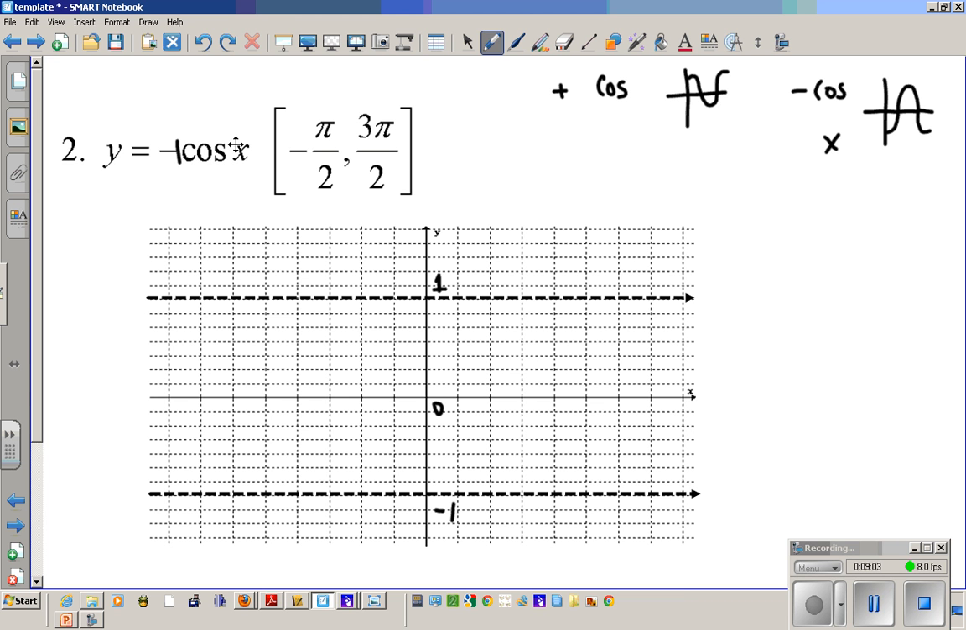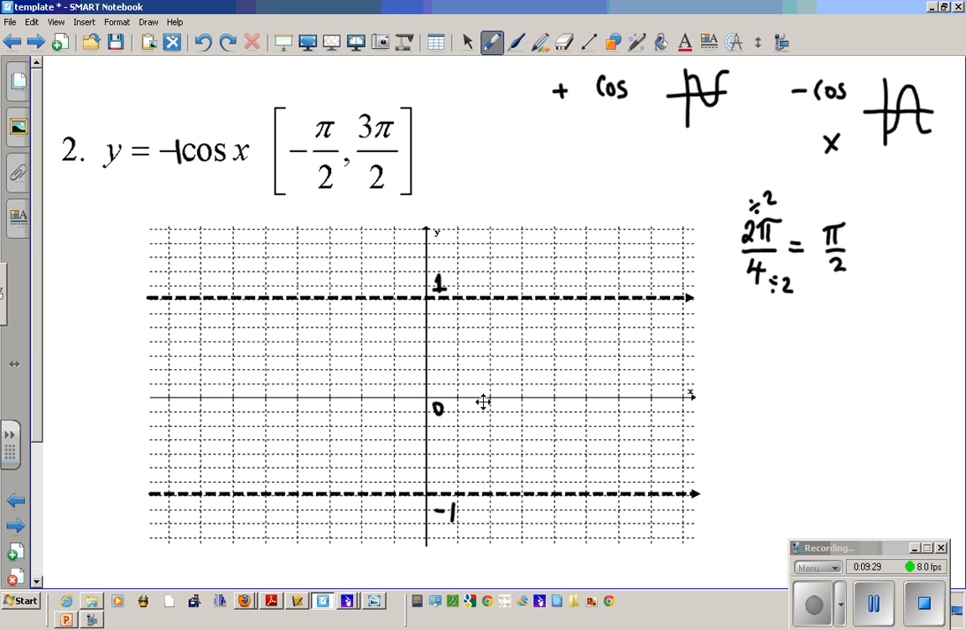There's a 1 in front of the x, so our period is going to be 2 pi. If you divide 2 pi by 1, it's still going to be 2 pi, because there's a 1 here. So what we're going to do is divide that into our 4 quadrants. If you divide 2 pi into the 4 quadrants, you end up with pi over 2. Pi over 2 is going to be your period.